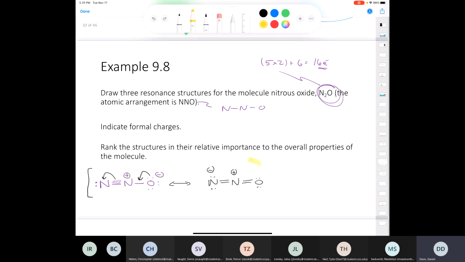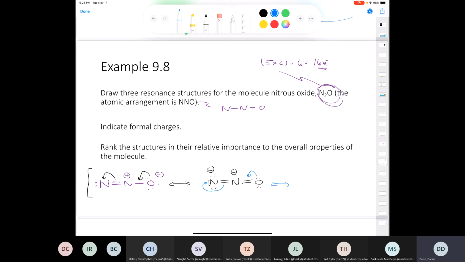Well, there's one more resonance structure that we could draw, and if you're wondering how would I get all these, the answer is practice, right? You're going to have to practice your Lewis structures. There's one more Lewis structure that I could draw here. If I was to make a triple bond here, like that, and if I was to put another pair of electrons out on this nitrogen, I get a third resonance structure.